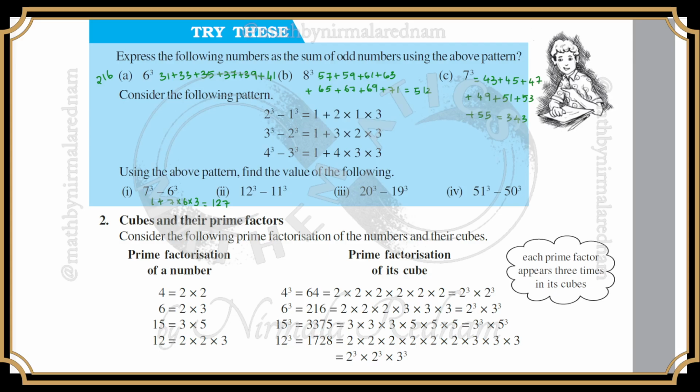Next I have 12 cube minus 11 cube. So this is going to be 1 plus 12 into 11 into 3. Now what is this product? This is 36. 36 into 11 is going to give you 396. So this is 397. Right? Next I have 1 plus 20 into 19 into 3. Right? And 20 into 3 is 60. So 19 times 6 is 114.